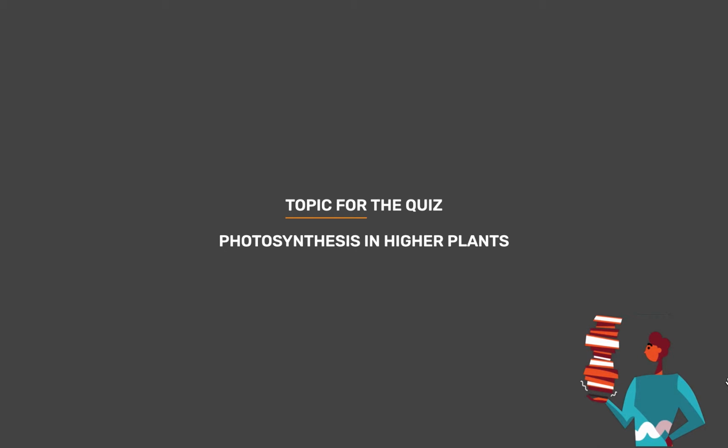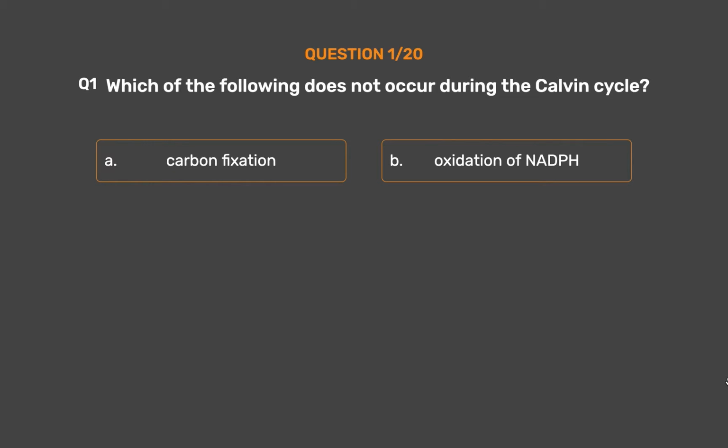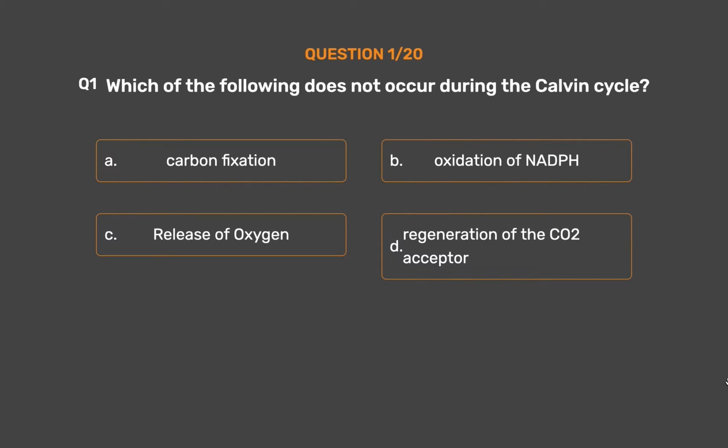Topic for today's quiz is photosynthesis in higher plants. Question number 1. Which of the following does not occur during the Calvin cycle? Option A. Carbon fixation. Option B. Oxidation of NADPH. Option C. Release of oxygen. Option D. Regeneration of the CO2 acceptor.